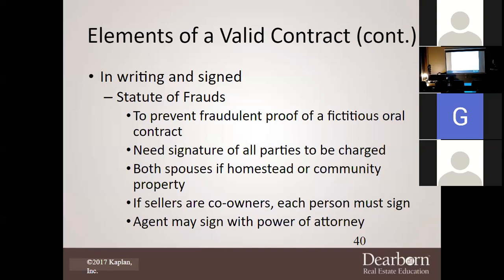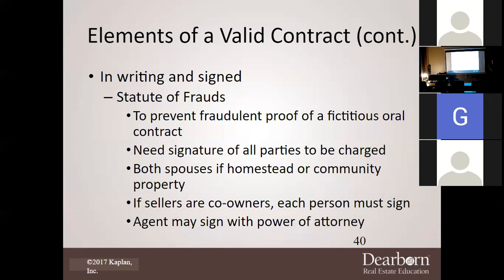So in that situation, you got to make certain by all means that you're prepared for anything. Okay. If the sellers are co-owners, then guess what? Each person must sign. Anybody that has ownership has to sign. The agent may sign with power of attorney.